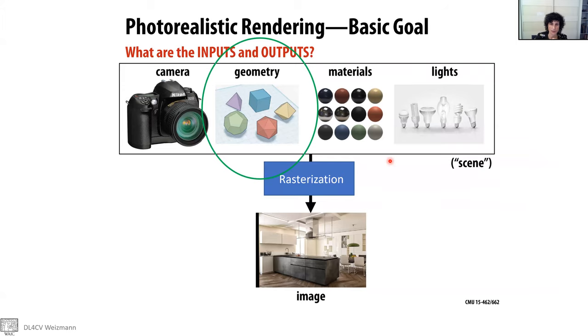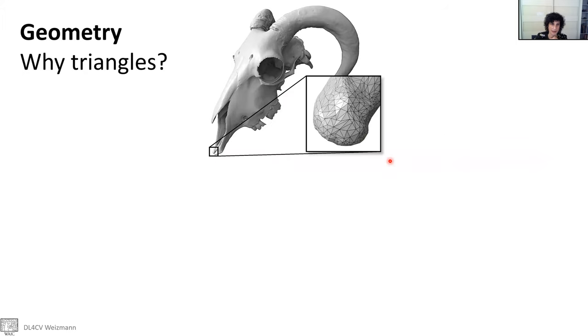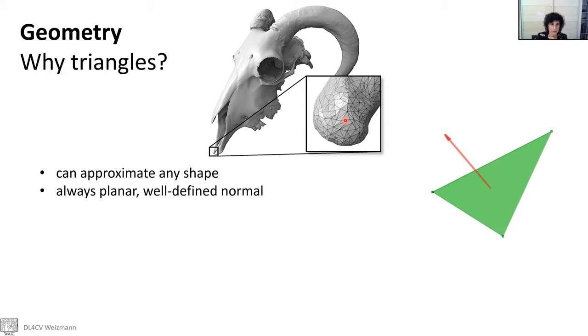The next issue is geometry. And why do we use triangles? First of all, let's try to answer this question. Actually, any geometry can be translated to a triangle mesh. Like here, for example, this is a zoom of this corner, okay? It can approximate any shape, and one very important benefit is that any triangle is planar. Therefore, it has a well-defined normal, and this is very useful.